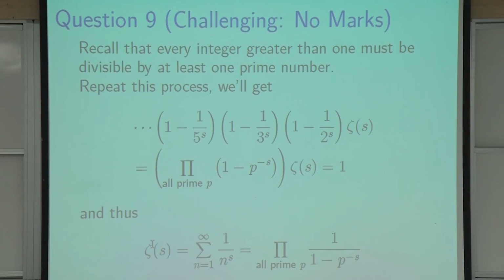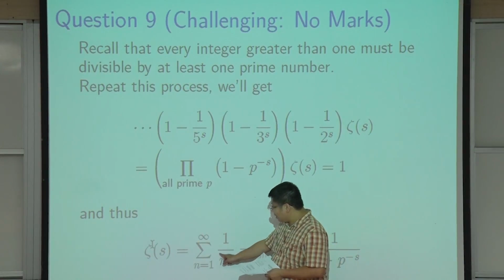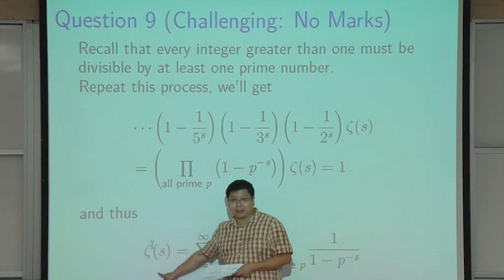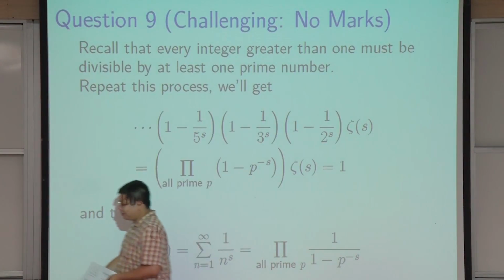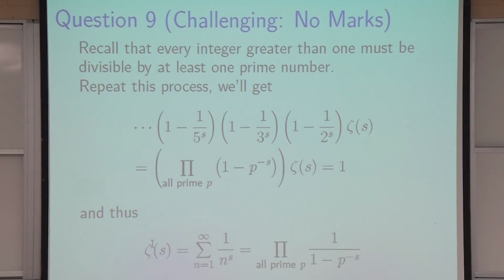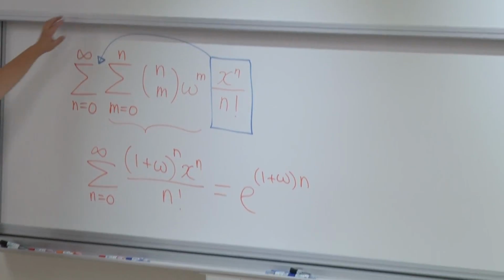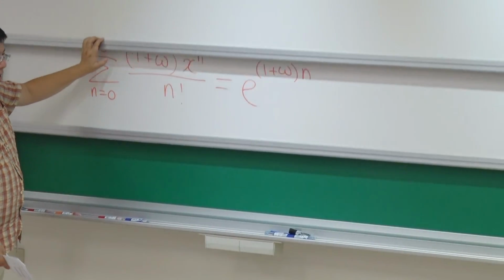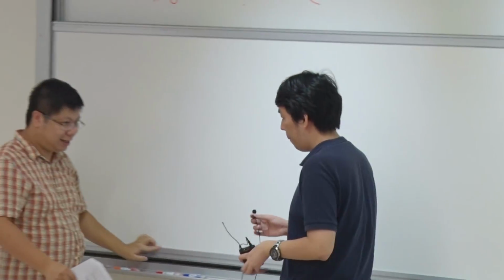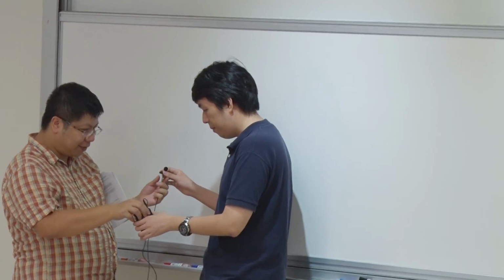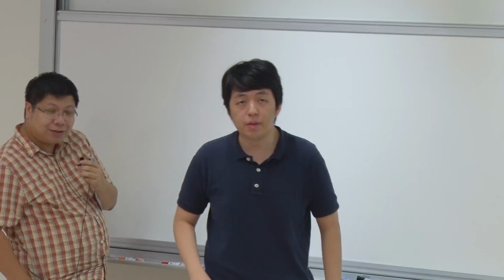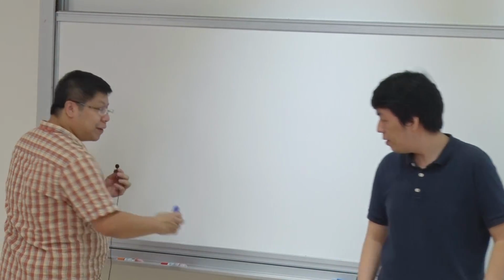Okay, good, thanks. By the way, this is the so-called Riemann zeta function, and there are a lot of properties of it. And Euler actually became famous by solving this problem.